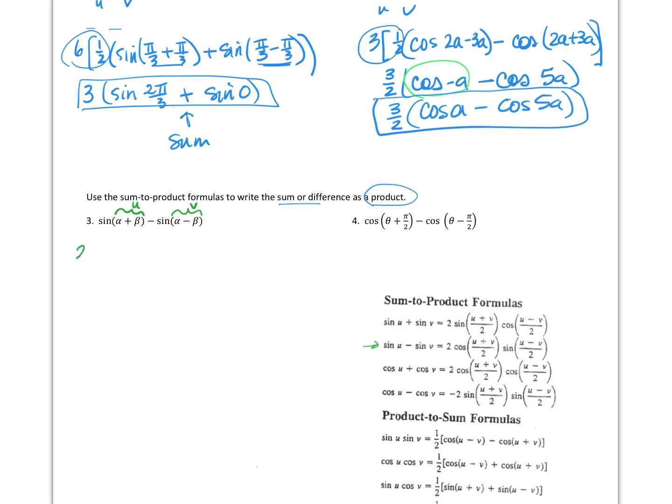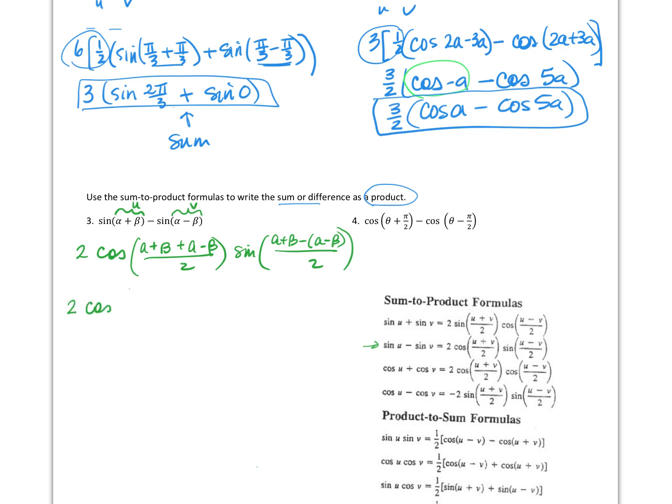So I'm going to do 2 cosine of, give yourself space, we're going to add the two angles, alpha plus beta plus alpha minus beta over 2, times the sine of, what's happening here, we're taking a difference now, alpha plus beta minus, be careful here, alpha minus beta over 2. So we're going to have to do some cleanup on that. All right, let's see what happens. Let's just start cleaning this up as we go.